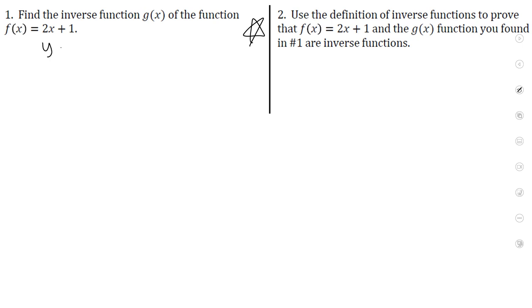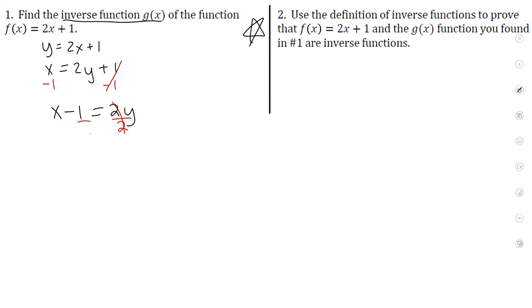So this is y equals 2x plus 1. To find the inverse, we have to interchange x and y. So we'll rewrite this as x equals 2y plus 1. And then we're going to go ahead and solve for y. Subtract 1. So I get x minus 1 equals 2y. And then we're going to divide everything by 2. So that means the inverse is x over 2 minus a half.